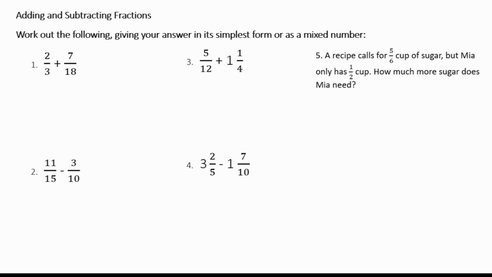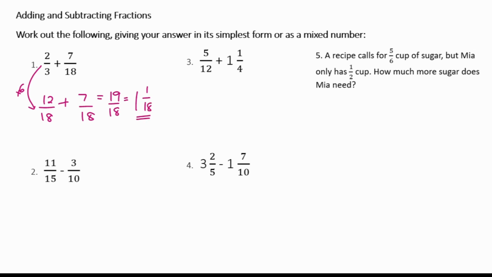So for number 1, we are adding 2/3 and 7/18. So the LCM of 3 and 18 is 18. To make 3 into 18, we've multiplied by 6. So we're going to do 2 times 6, which is 12. And the second fraction stays the same. And this gives us 19/18. Because this is a top-heavy fraction, we can write it as a mixed number, 1 and 1/18.